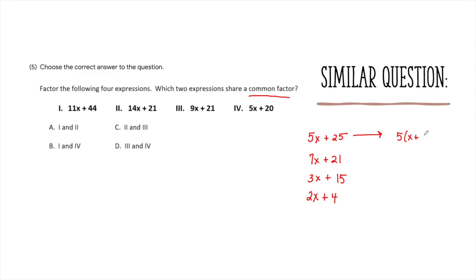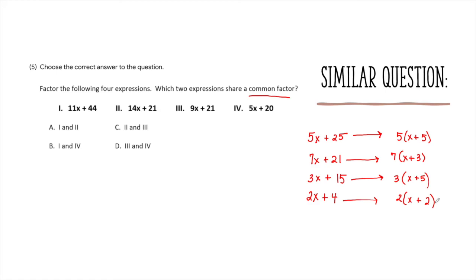If we put these all in factored form, the GCF of the first is 5, which means you get 5 times x plus 5 in parentheses. The GCF of the second is 7, which means you get x plus 3 in parentheses. The GCF of the third is 3, which means you get x plus 5 in parentheses. The GCF of the last is 2, which means you get x plus 2 in parentheses.